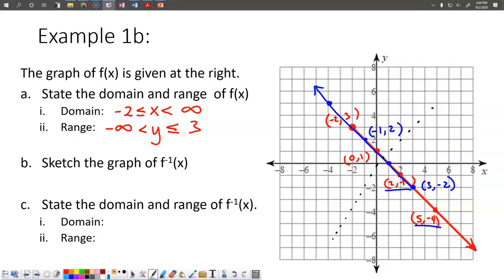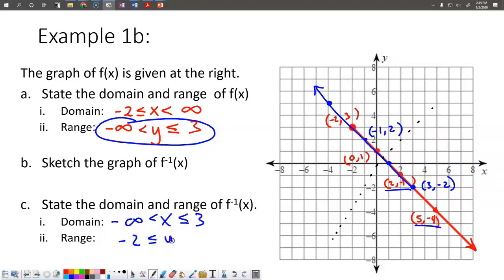Now let's go ahead and do the domain and range once again. If this is the range of f, then that will be the domain for its inverse. I'm going to erase that equal sign. It can't equal infinity. All right. And the same thing applies to the range here. So the next one will be negative 2 and infinity, because the domain of f is the range of its inverse. Okay?